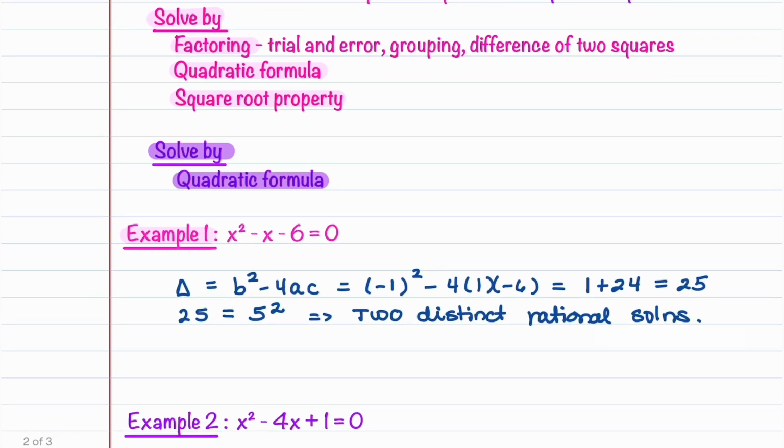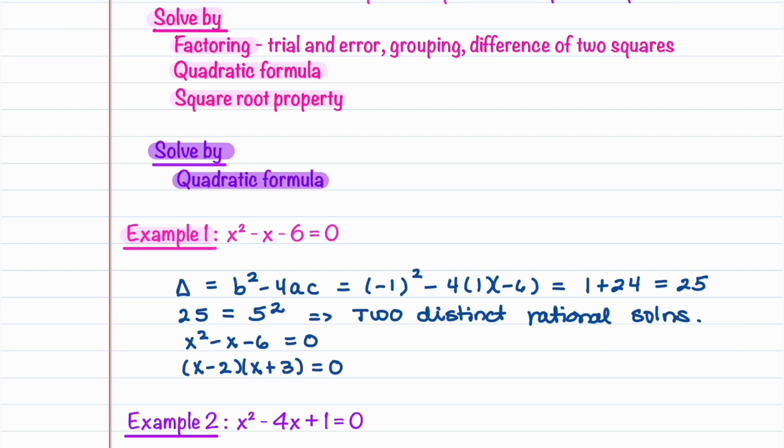Up above, I mentioned that we can find these solutions by factoring our equation, using the quadratic formula, or using the square root property. I'm going to solve this equation using factoring, and I'm going to use trial and error. The reason is that our equation x squared minus x minus 6 is equal to 0 has a 1 in front of the x squared. And whenever that happens, trial and error is usually the best way to solve it. We're going to factor this as x minus 2 and x plus 3.